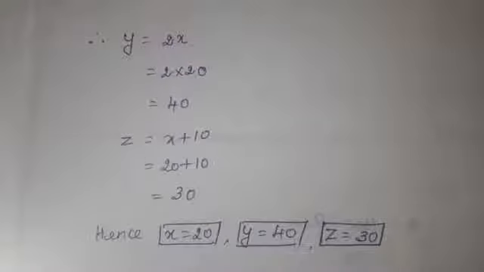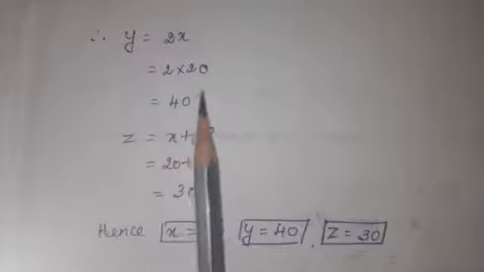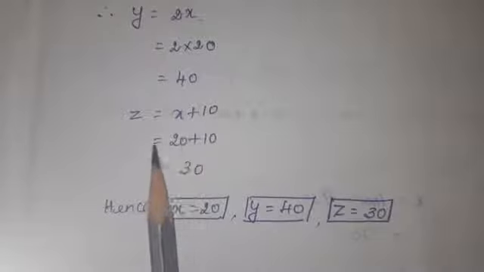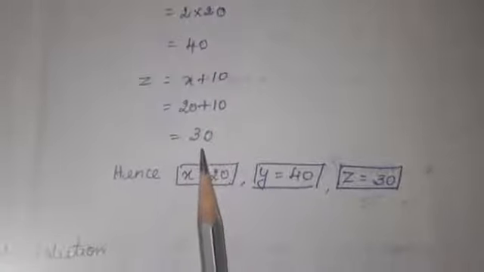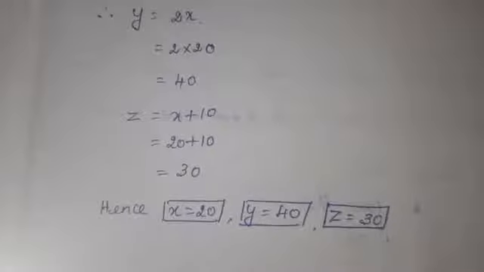Now you got the x value. Our question is to find x, y, z. Y is given in that question as 2x, which is 2 into the x value, 20. Substitute there: 2 into 20 is 40. Z is given as x plus 10, which is 20 plus 10, equal to 30. Therefore, x is 20, y value is 40, z value is 30.